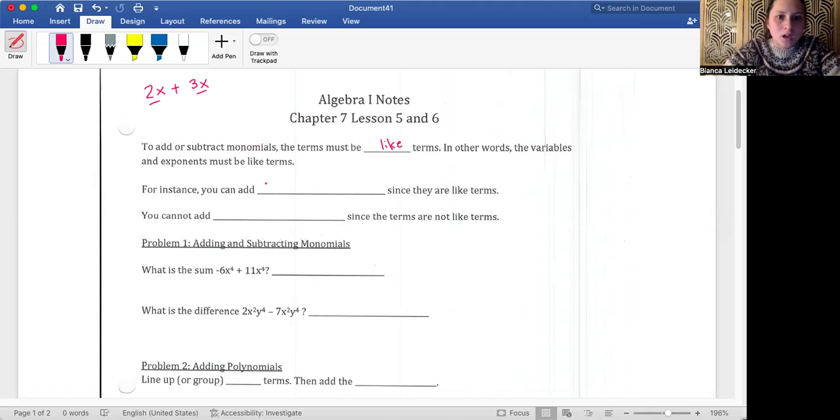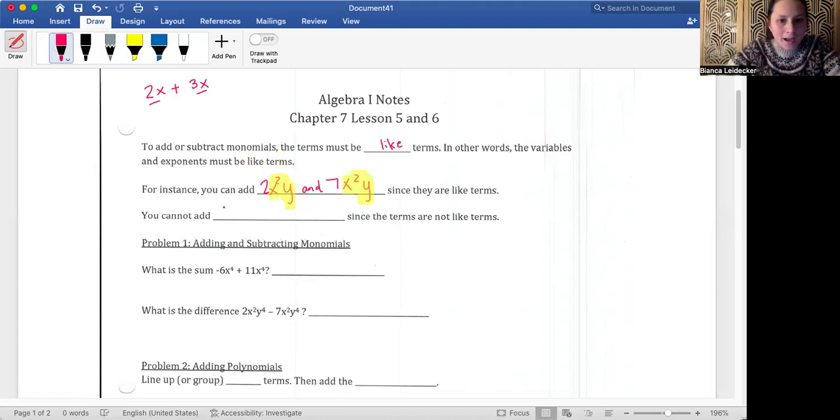So for instance, you can add like 2x squared times y. This is considered a monomial. You could add this and 7x squared times y. These are like terms. So where they're alike is it's the same variables to the same powers. Okay, so that makes these like terms.